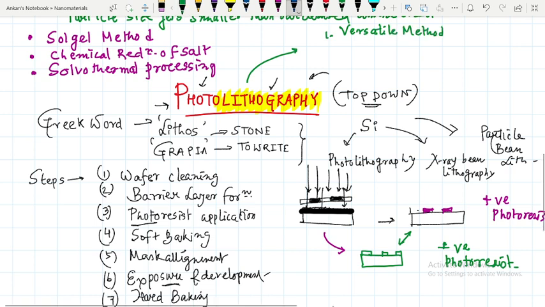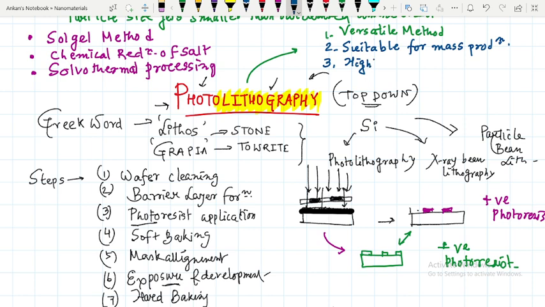This is the first thing. The next thing is that it is highly suitable for mass production, that is, for huge amounts of production. This process is highly used for the fabrication of high density and large array dimension.